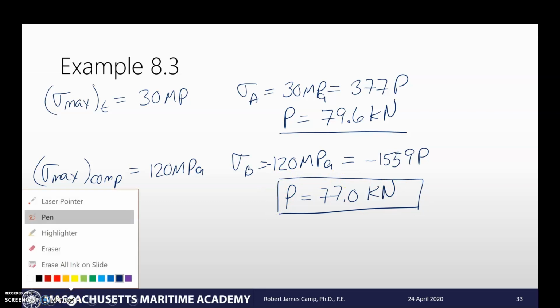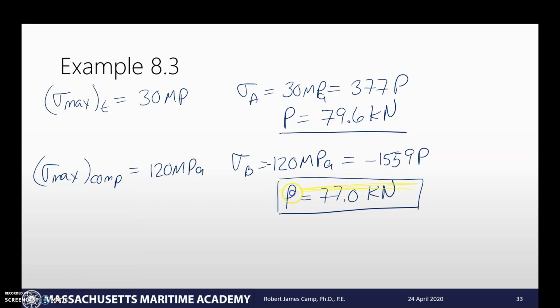So why is it 77 instead of 79? I meant to grab the highlighter. There we go. So why is it 77? Because by what the problem says, as soon as I hit 77, it fails the compressive test. I can't get to the tensile test because it's already failed the compressive test. I'll never be able to get it to 79.6 because it already fails at 77. So the largest load that I can place into this link will be 77 kilonewtons of force.